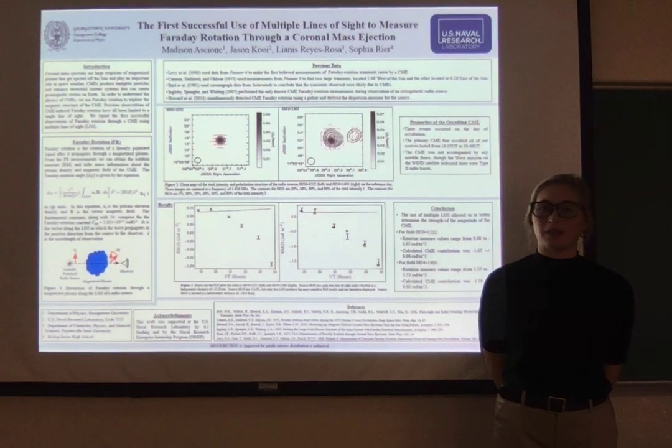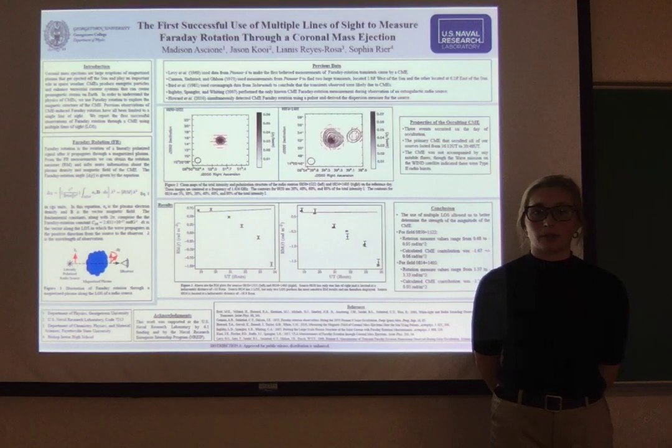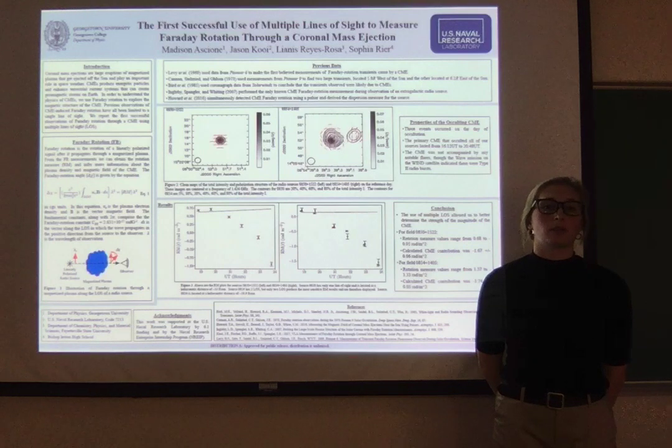I'm a junior undergrad at Georgetown University, and my research is on the use of multiple lines of sight to measure Faraday rotation through a coronal mass ejection. A coronal mass ejection, hereafter referred to as a CME, is a large eruption of magnetized plasma that gets ejected off the sun. These CMEs produce energetic particles and enhance terrestrial current systems that can create geomagnetic storms on Earth.